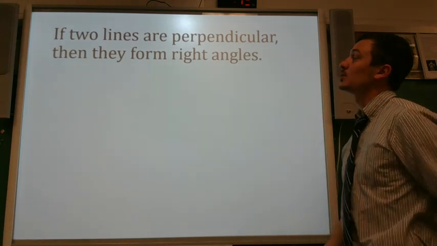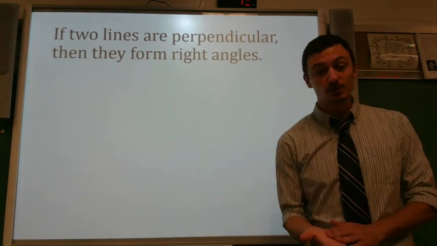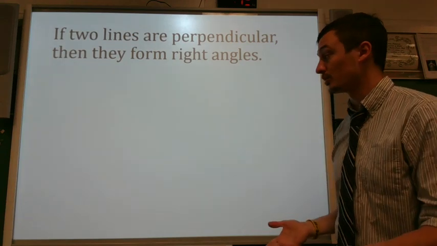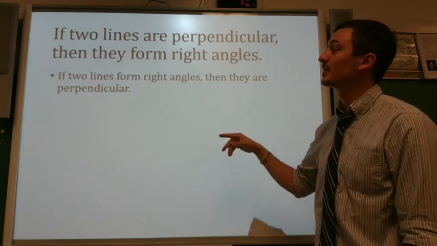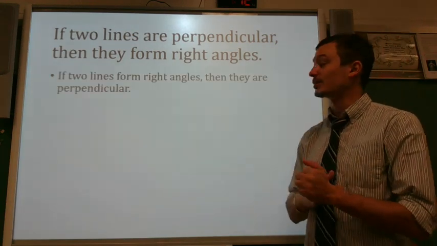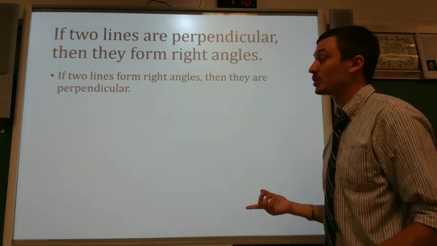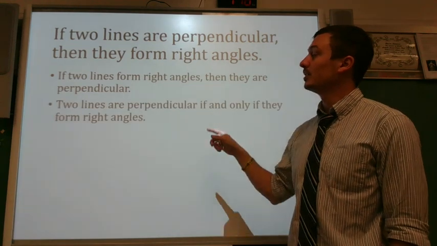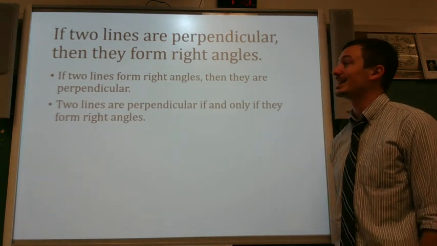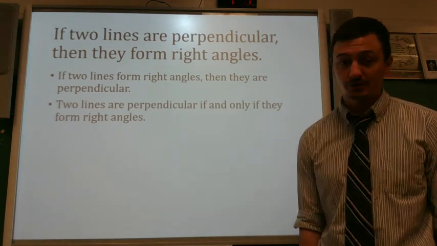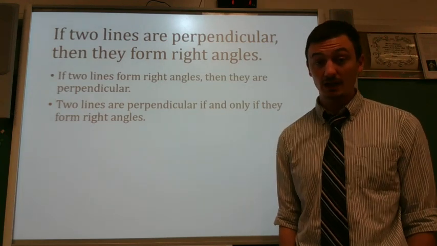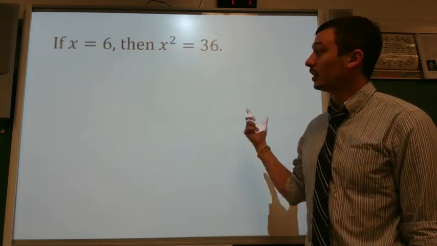So another one: if two lines are perpendicular, then they form right angles. That is absolutely a true statement. So let's look at the converse. If two lines form right angles, then they are perpendicular. That is also a true statement. So we can make the biconditional: two lines are perpendicular if and only if they form right angles. That's all there is.